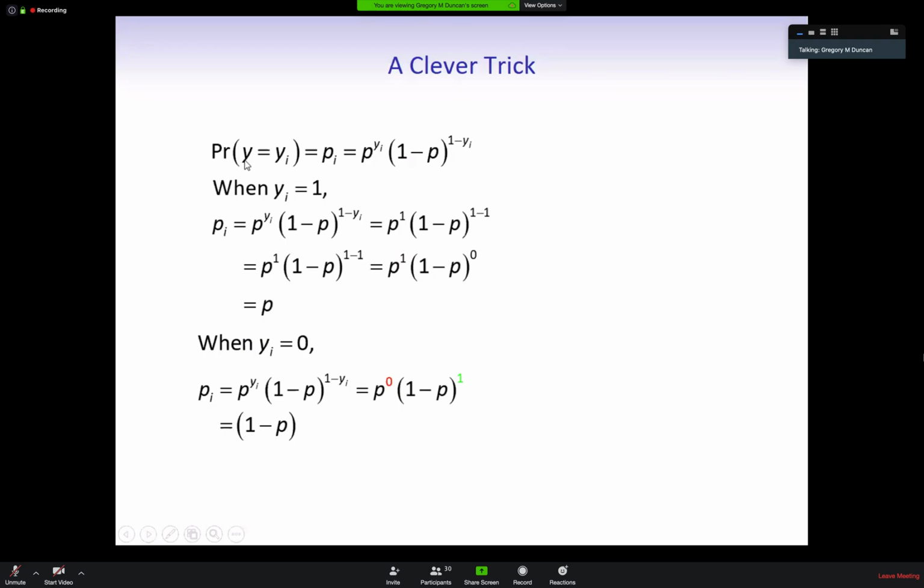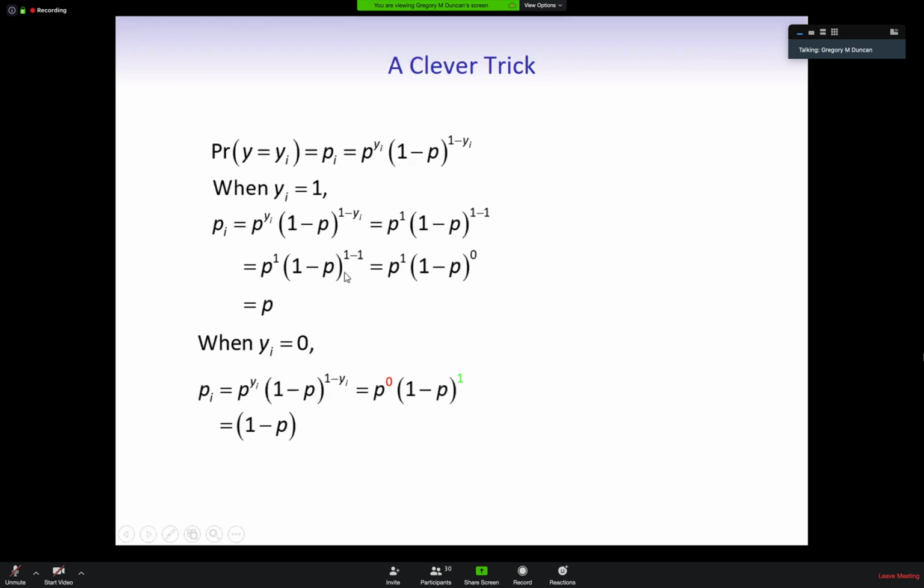So the probability that Y equals YI, so let's say we're looking at the first one, is PI. Okay. I claim that PI can be written in the following way. PI can be written as P to the YI, 1 minus P to the 1 minus YI. Actually, this should not be here. So this is only true if YI is equal to 1.